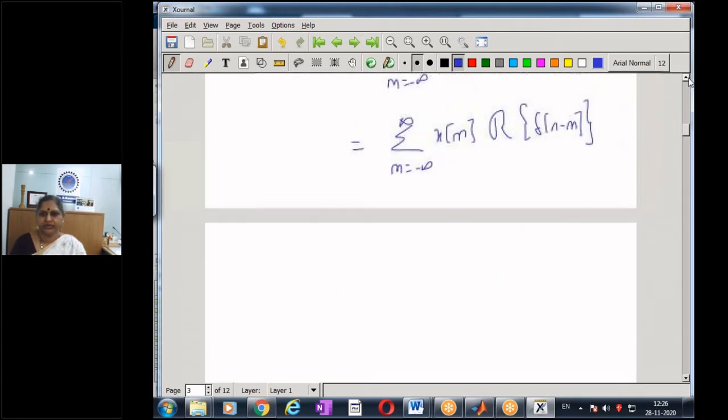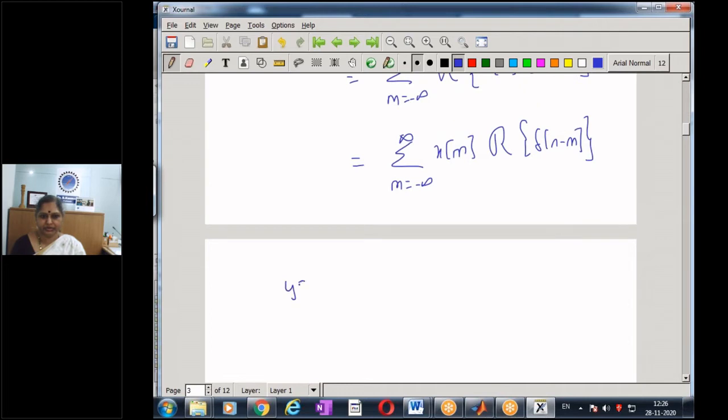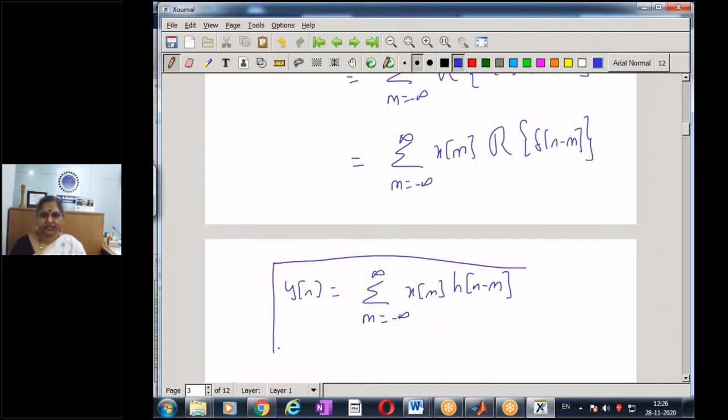So I have my output y of n given by the sum over m equal to minus infinity to infinity of x of m times the response to delta of n minus m. What is that response? It is an impulse function delayed by m, and because the system is time invariant, we have the response to delta of n minus m as h of n minus m, where h of n is the impulse response of the system. So this is our final result.